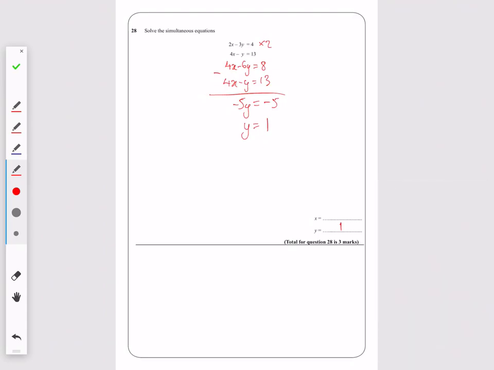Once I've got that, I can substitute that into either of the equations. So I'm going to put it into the first one. So 2x minus 3 lots of 1 is equal to 4. So 2x minus 3 is equal to 4. So 2x is equal to 4 plus 3, which is 7. So x would be 3.5.